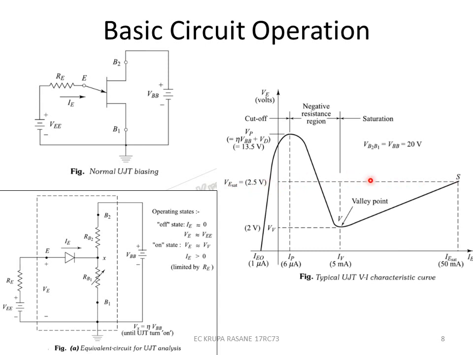Beyond this, the voltage reaches a saturation value of 2.5 volts. So it will increase from 2 to 2.5 volts, and at that time the current will increase from 5 to 50 milliamperes. So this is how we can look at the VI characteristics curve of the UJT.